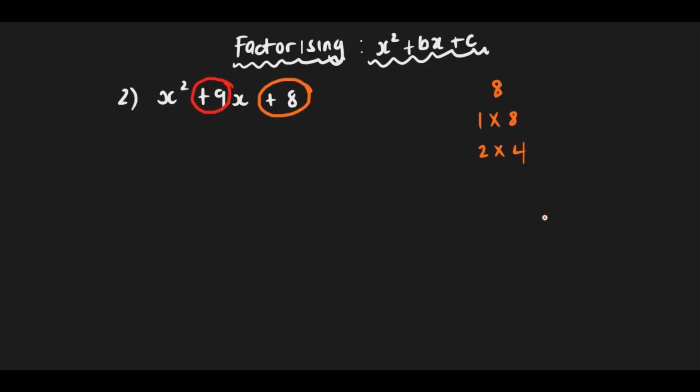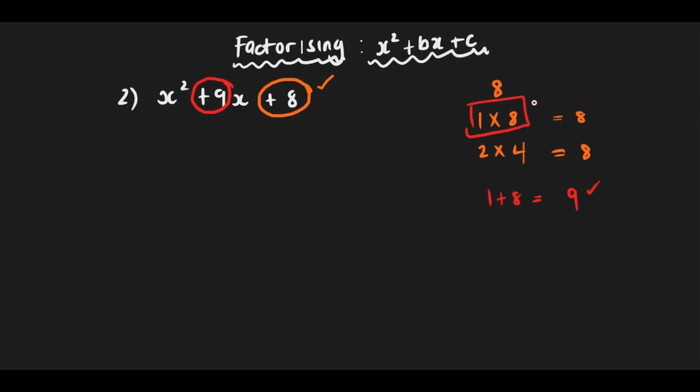And these are the only factors, right? So when we multiply each pair, we get 8, so we have satisfied this condition for both of them. Now let's check which factors we're going to use so that when we add the two terms, we get 9. If we take 1 plus 8, we get 9. So these two factors satisfy our two conditions: when we multiply them, we get 8, and when we add them, we get 9.